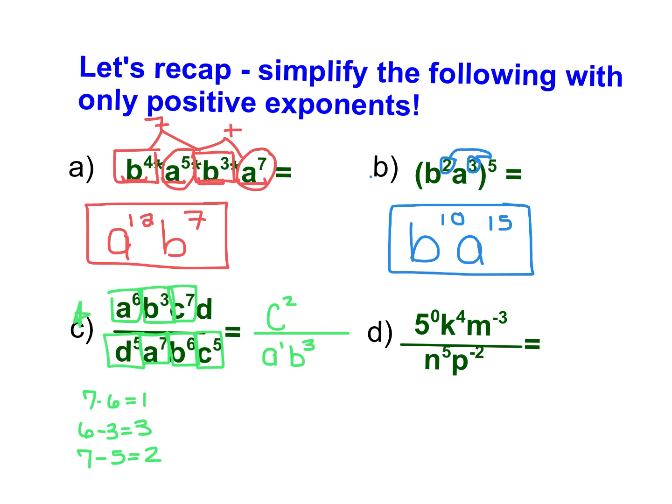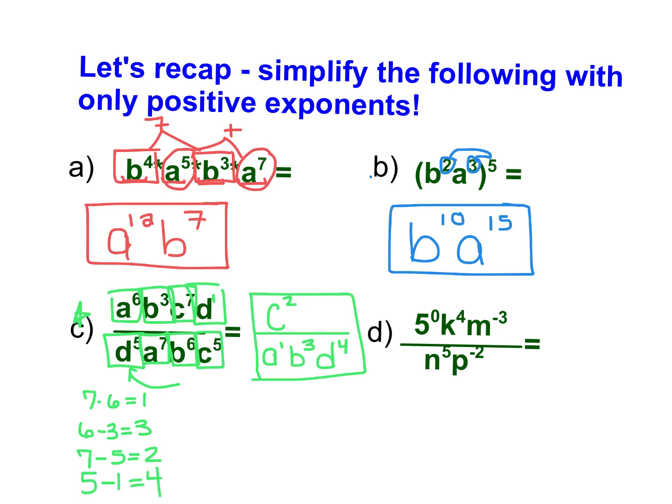Then I have d to the power of 5, and remember this is really d to the power of 1. So I take 5 minus 1, which leaves me with d to the power of 4. And because there are more d's in my denominator with the 5, I have d to the power of 4. So that's our third property.